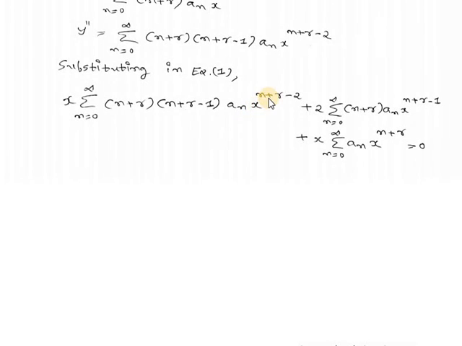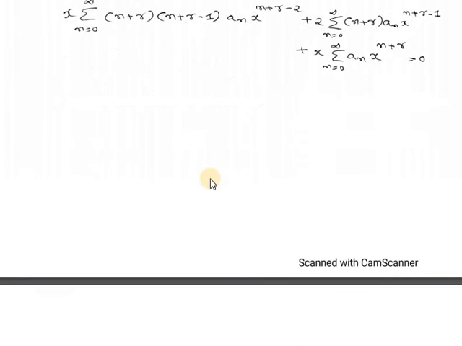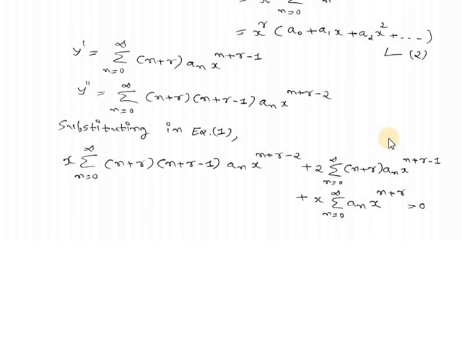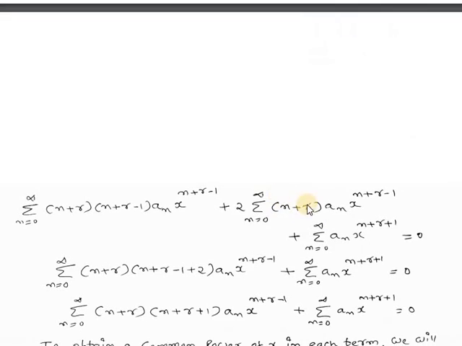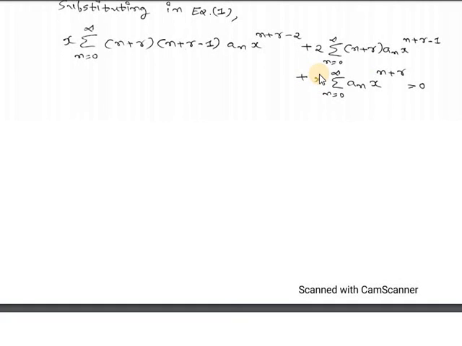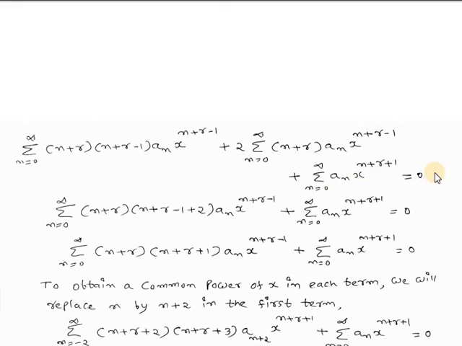Here x raised to n plus r minus 2 into x raised to 1, so it will be n plus r minus 2 plus 1, so it will be x raised to n plus r minus 1, plus 2 sigma n equal to 0 to infinite (n plus r) a_n x raised to n plus r minus 1. Okay, writing this term as it is, and the last term will be plus sigma n equal to 0 to infinite a_n x raised to n plus r plus 1, because here x raised to n plus r into x raised to 1, so it will be x raised to n plus r plus 1, is equal to 0.